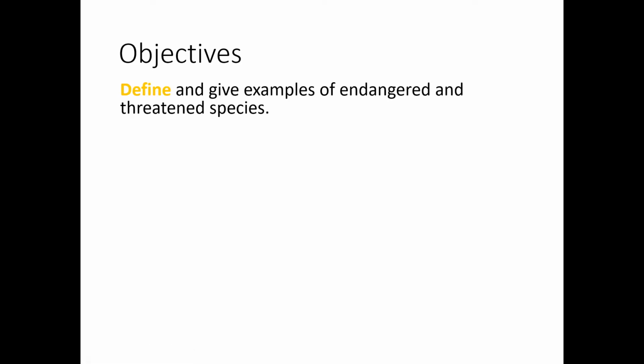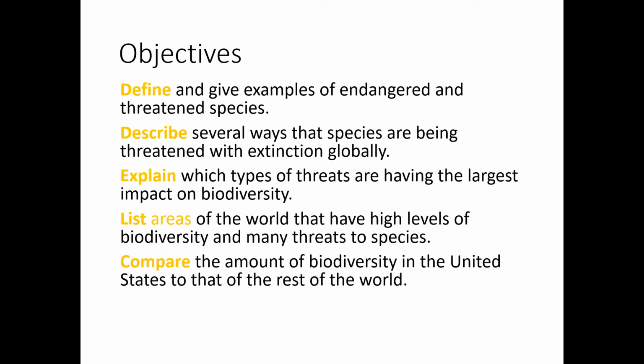Okay, so this is 10.2 and it's titled Biodiversity at Risk. So the objectives for today are going to be: define and give examples of endangered and threatened species, describe several ways that species are being threatened with extinction globally, explain which types of threats are having the largest impact on biodiversity, list areas of the world that have high levels of biodiversity and many threats to species, and then compare the amount of biodiversity of the United States to that of the rest of the world.